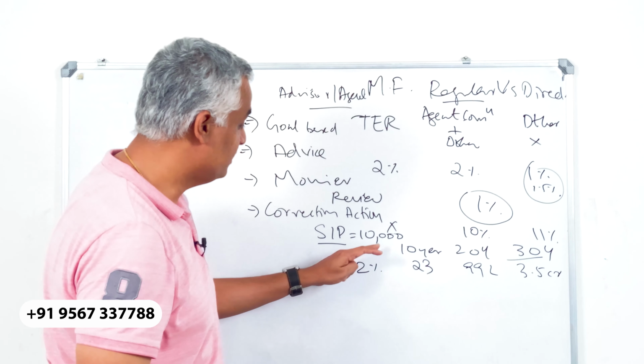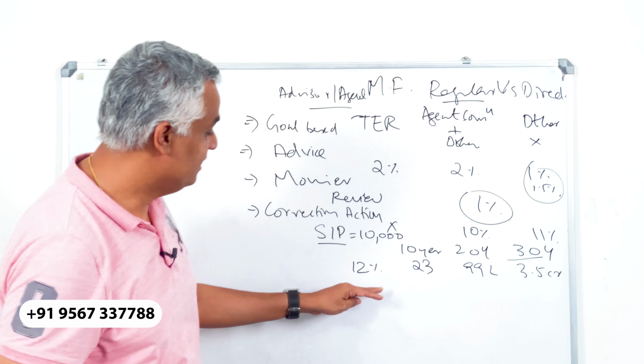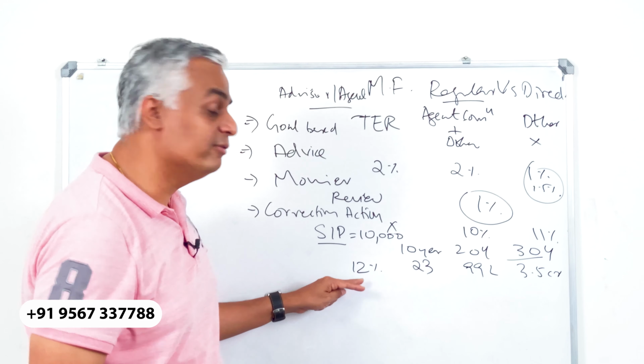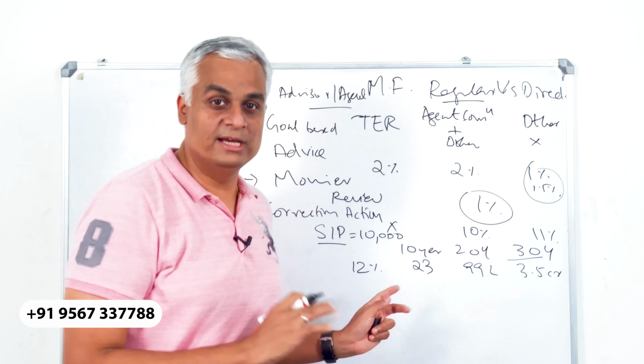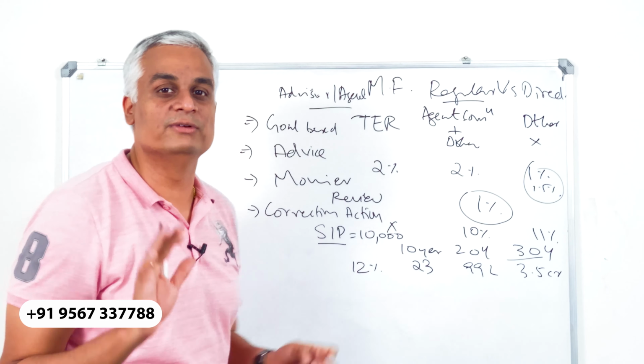So it's not a small one. 10,000 rupees we are investing, and we are getting an average return of 12 percent, and these are the returns we can expect if you get 12 percent.